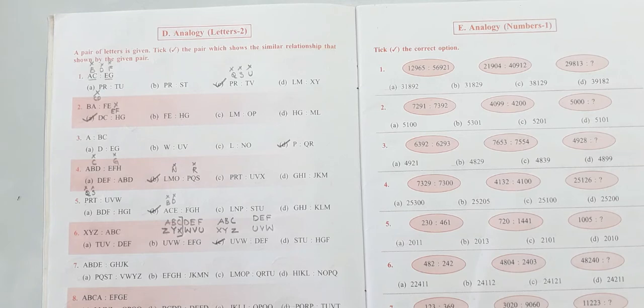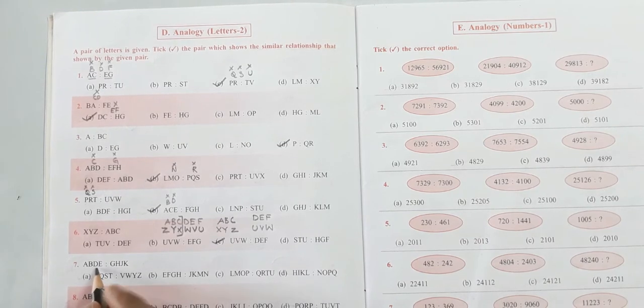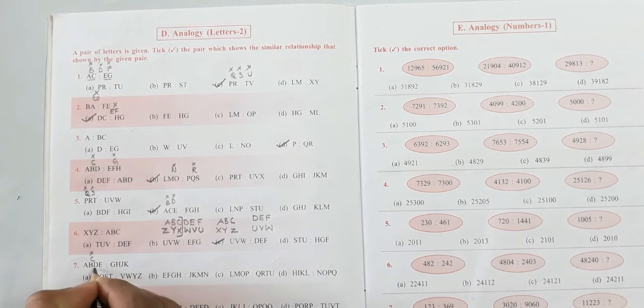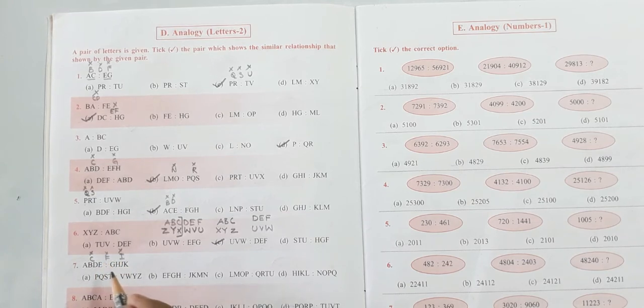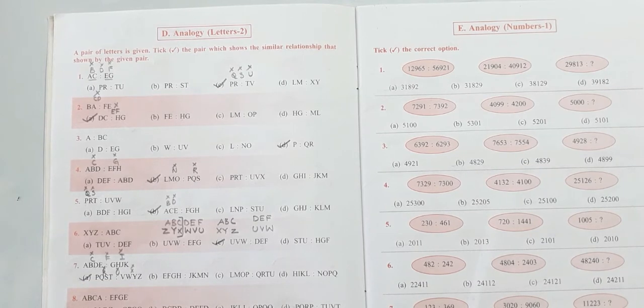Now let us move to seventh one. Look, A, B, C is missing, D, E, F is missing, G, H, I is missing. The letters are in continuous sequence A, B, C, D, E, F, G, H, I, J, K. Like that pair we have to find. Look carefully. P, Q, R is missing, S, T, U is missing, V, W, X is missing. Hence seventh one, option A is the right answer.